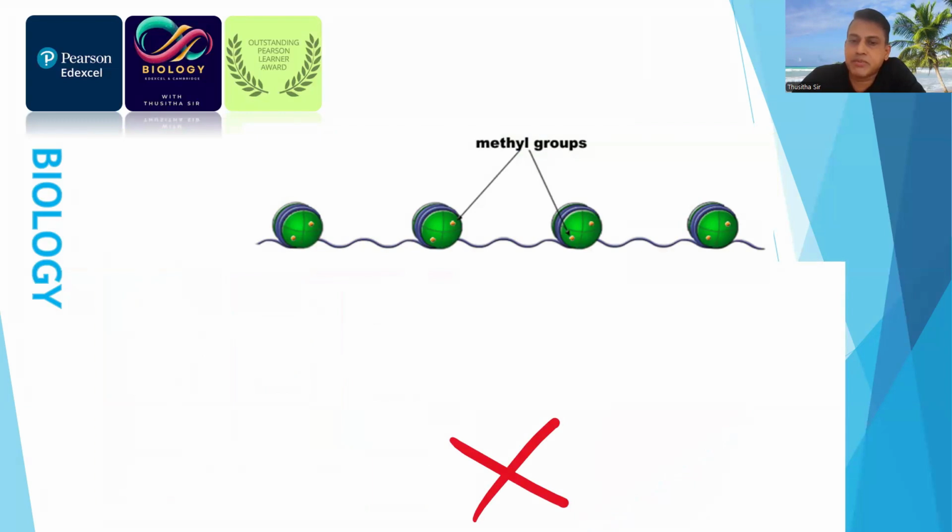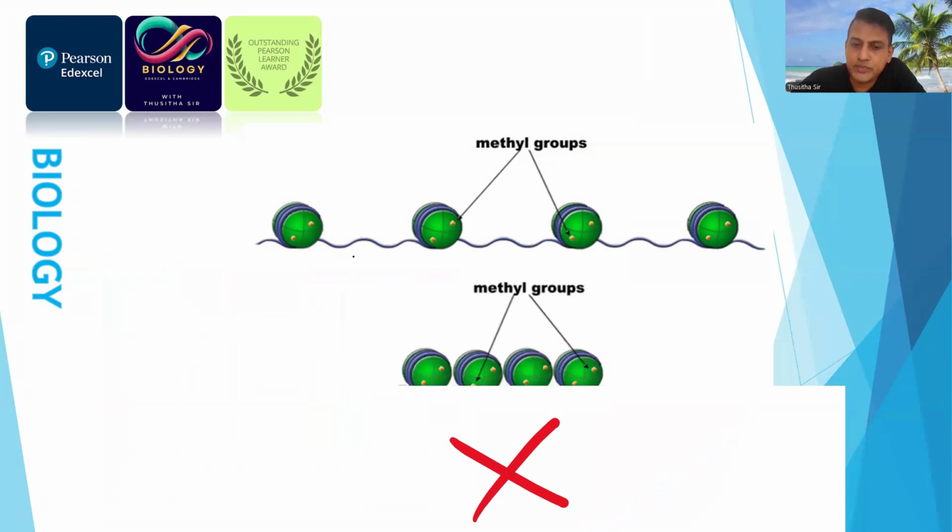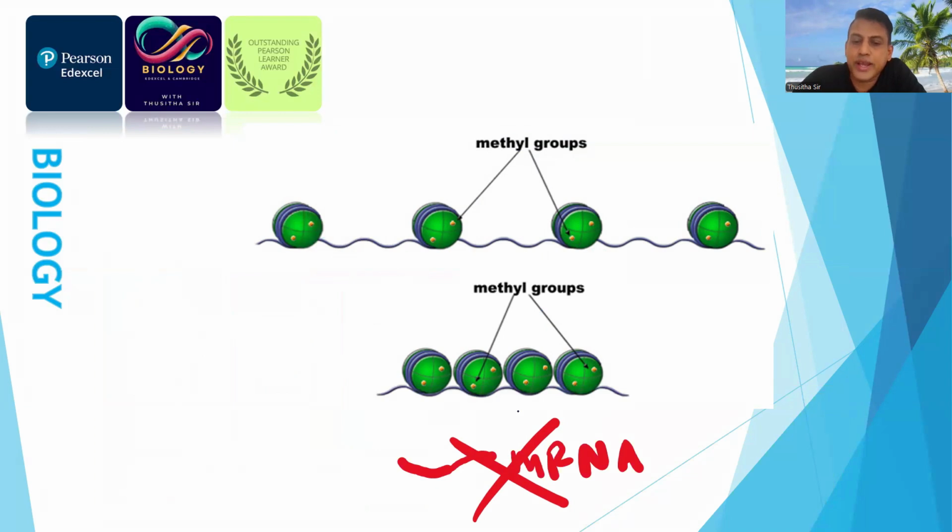So the mechanism is, if we see this is a gene, and you can see the histones wrap around, and this area is a gene. So on this gene, a methyl group is added. After the methyl group is added, then it is compressed. When it is compressed, it is not accessible for transcription. mRNA cannot be produced because it's no longer accessible. So that's called switch off. A methyl group added to the cytosine usually switches the gene off.